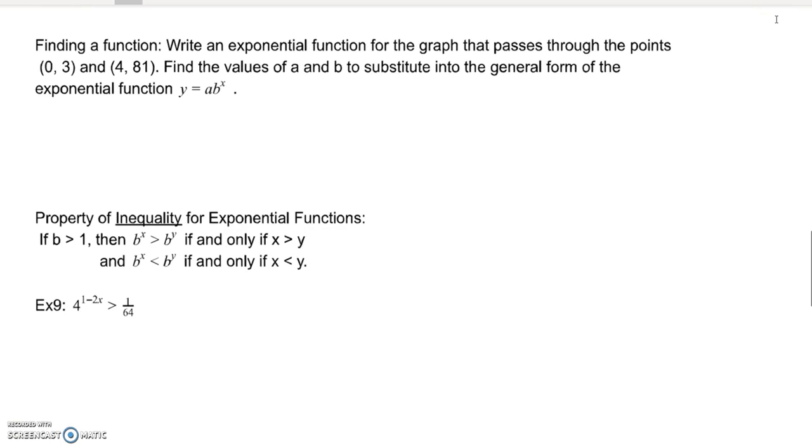Alright, so finishing this out, we have to know how to find an exponential function knowing points that it goes through. So it's just substitution and then solving. Sometimes you're really lucky and you get a point that gives you one of your two variables right away. We are looking for A and B. So we need to know that our points are giving us x's and y's.